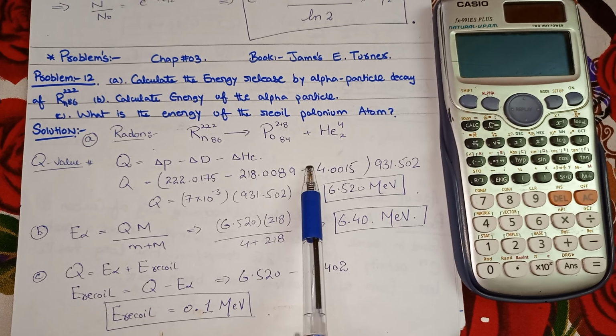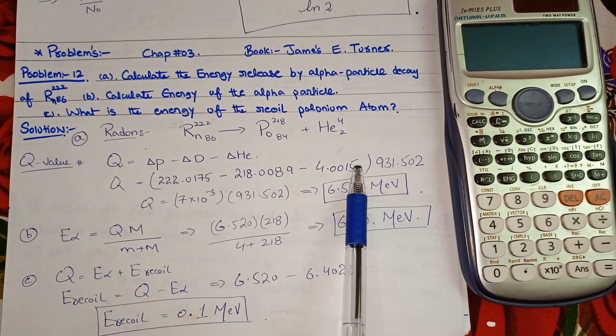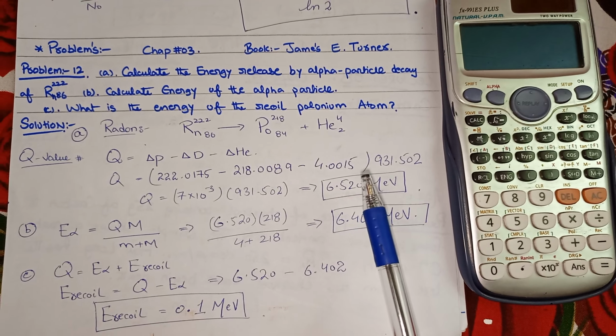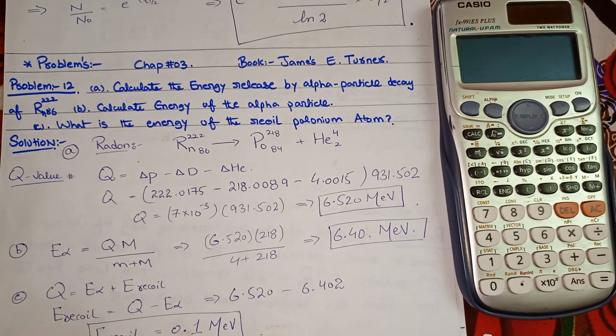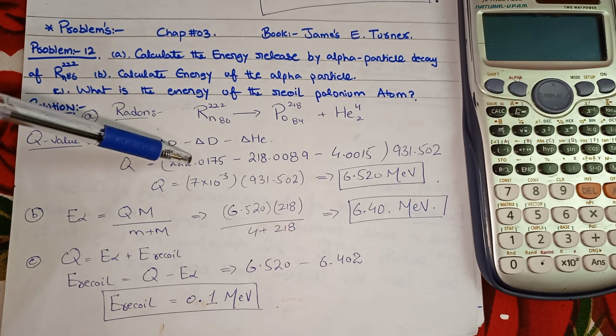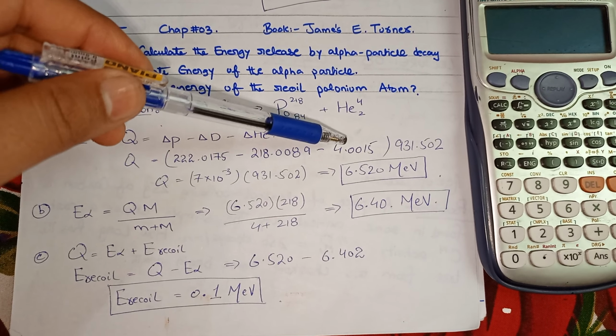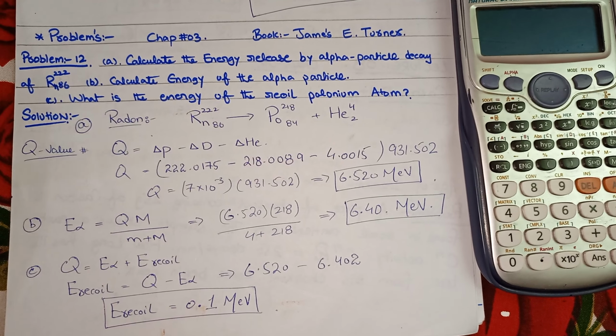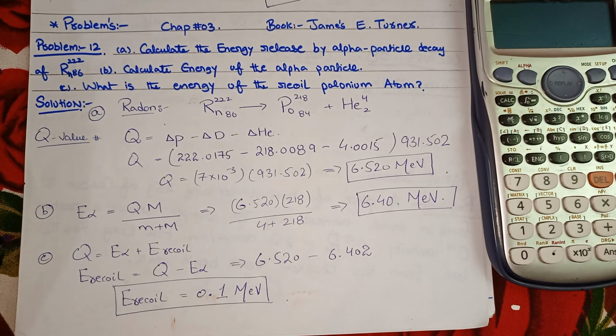To convert this into mega electron volts, you have to convert AMU into mega electron volts. You know that one atomic mass unit is equal to 931.502 mega electron volts. So after calculating, you will get your answer for the Q value of this alpha particle decay, and that is equal to 6.520 mega electron volts.